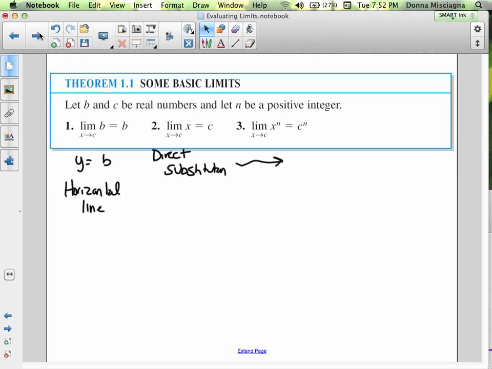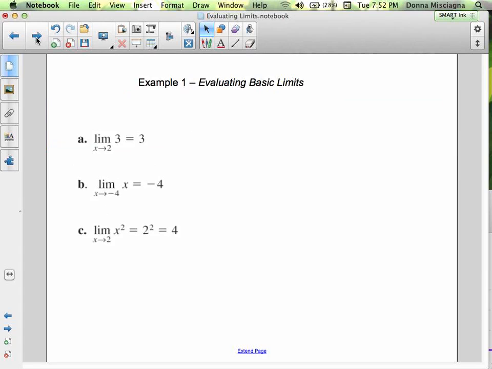So if we have something raised to n, n just means it's any integer at all. So exponential functions are continuous functions, so long as n is a positive integer. Then whatever x approaches, we can just substitute that in, and we can evaluate that one by direct substitution. So let's take a look at some examples, evaluating basic limits.